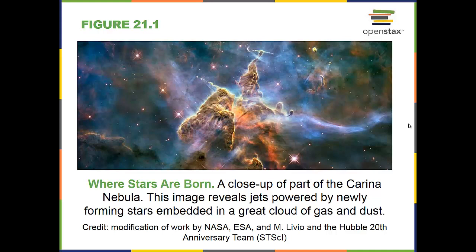Then gravity causes the cloud to contract. Some of the small, dark clumps in the Carina Nebula shown here are in the process of contracting to form stars. In other parts of the nebula, stars must have already turned on, causing the surrounding regions to glow.